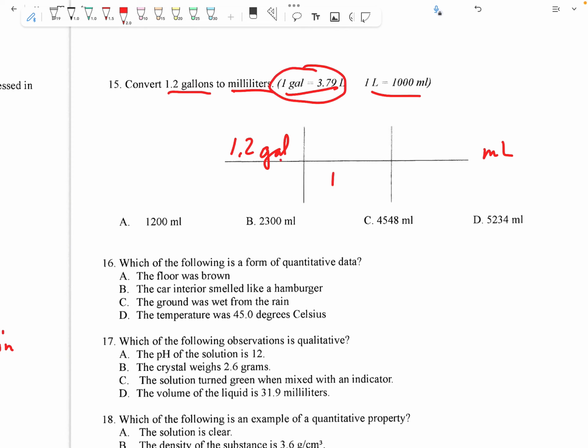So 1 gallon will go down here, and 3.79 liters will go on top. If liters is on the top right here, then go ahead and put liters down here because we're solving for milliliters up here. And so we have 1,000 milliliters on the top, and we have 1 liter on the bottom. We multiply everything across the top, and we get 4,548 milliliters. Okay?